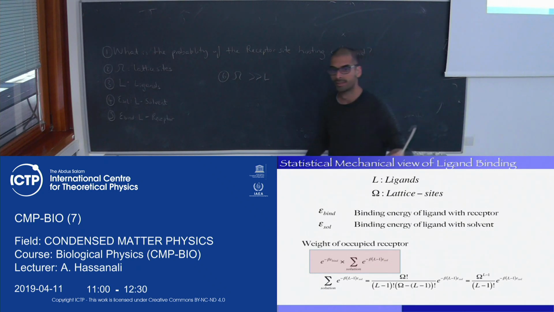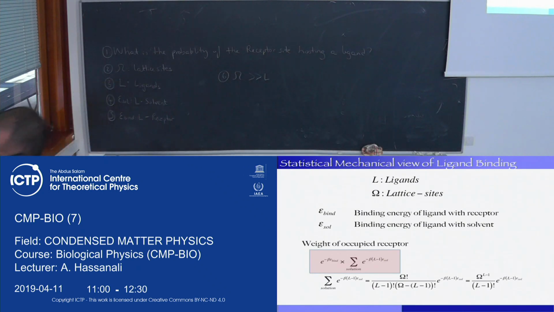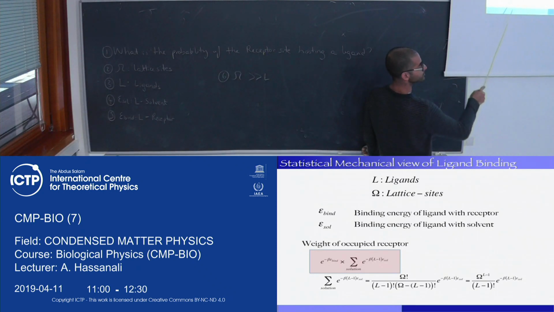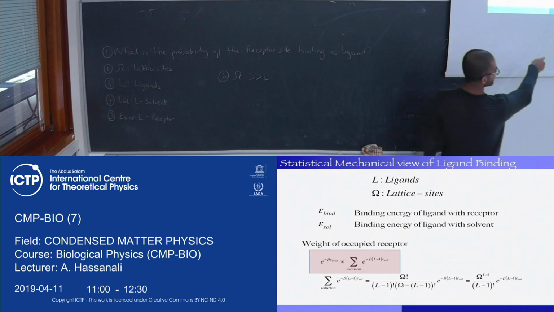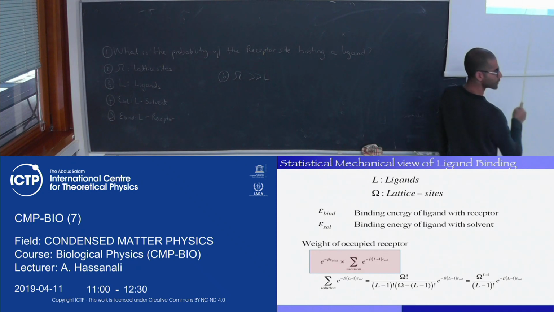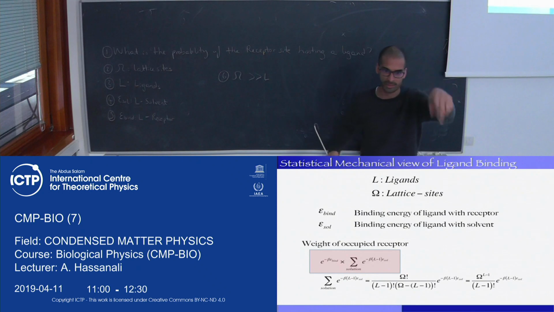I thought the L minus 1, the L is the number of ligands? Yes. I thought it was supposed to be a summation. It was supposed to be a summation of the E sol of the ligands minus 1. Summation of all the ligands minus 1. So this term here, the summation, is what you get when you do the combinatorics.